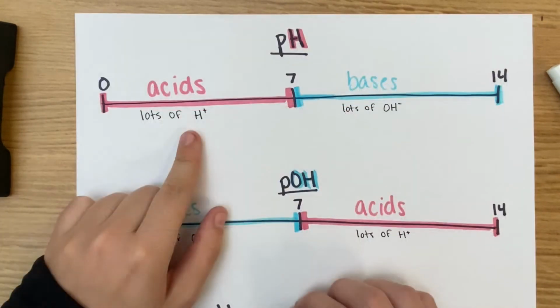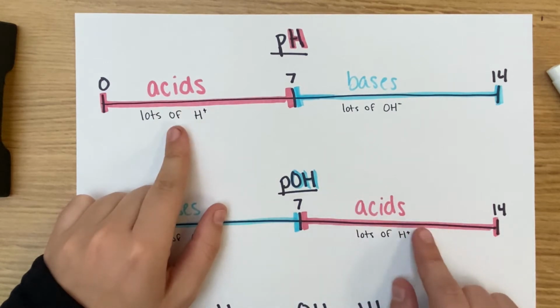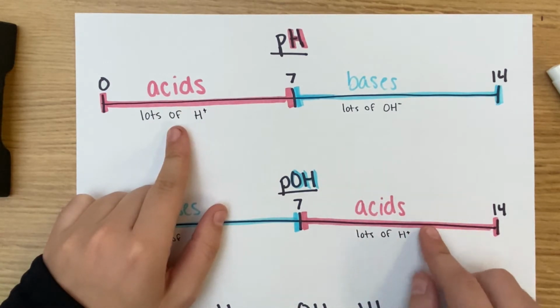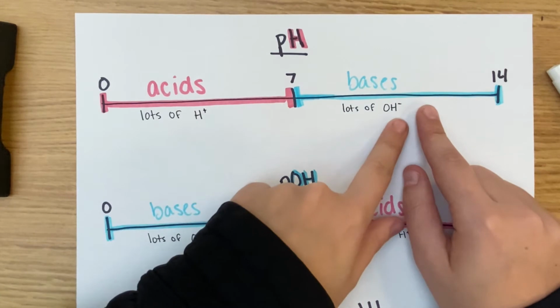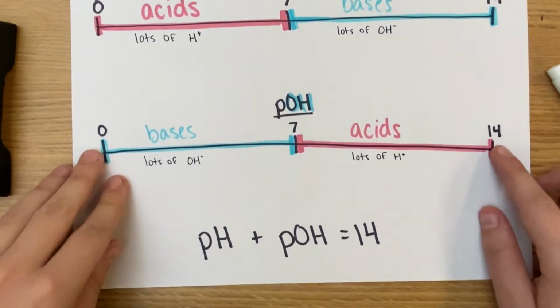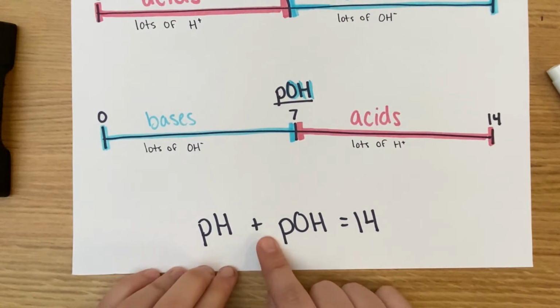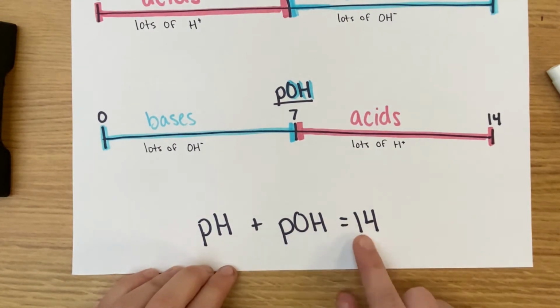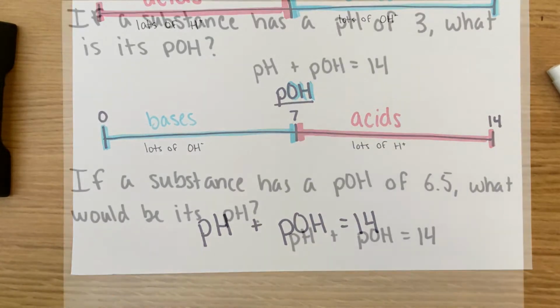So if an acid has a low pH, it's going to have a high pOH. And if a base has a high pH, it's going to have a low pOH. So that leads us to this formula. The pH plus the pOH should always equal 14.